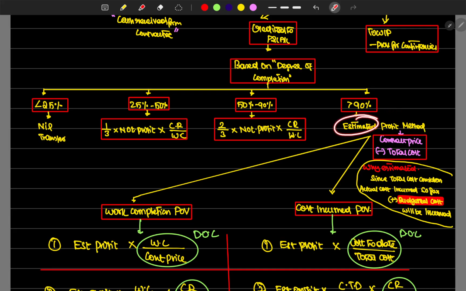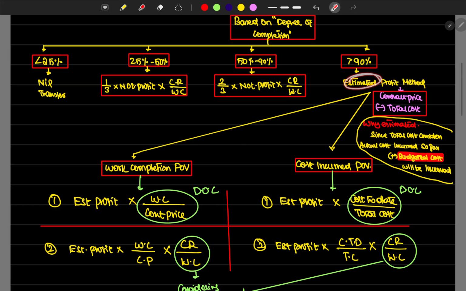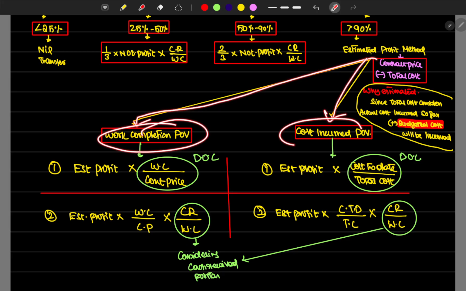Why is it called estimated profit? We are putting the total contract price and total cost. Here in the total cost, you are considering the budgeted cost that will be incurred. We are taking the actual cost incurred so far, but there is also a budgeted cost inside the total cost, so it has to be called estimated only. This is not the actual profit, so we are calling it the estimated profit method.